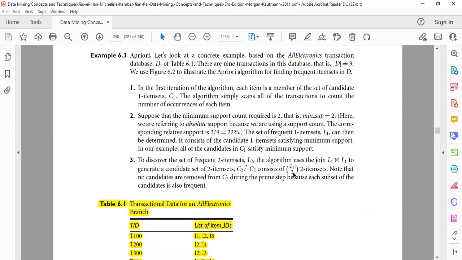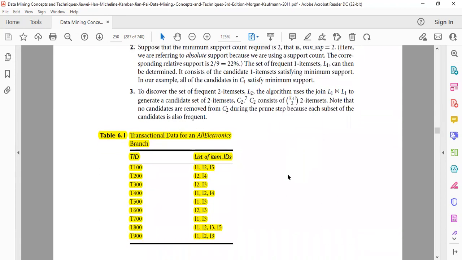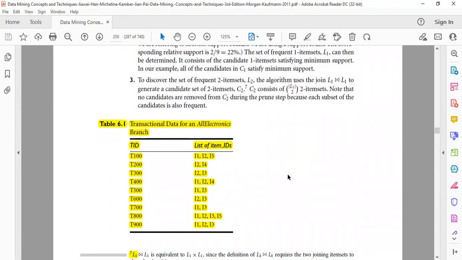So let us try to learn this Apriori algorithm with the help of an example. Here you see an example database from transaction T100 to T900, and here we see a list of several items like I1, I2, I5. This means that in transaction T100, items I1, I2 and I5 were brought together. In transaction T200, I2 and I4 were brought together.